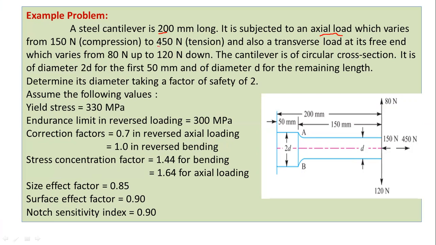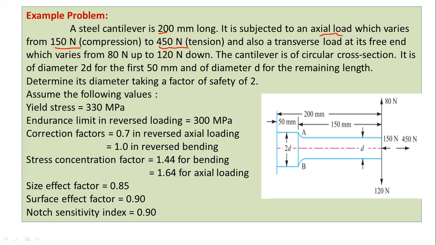Here tension means plus, positive sign. You have to consider positive sign for tension, and you have to consider negative sign for compression. So this is the maximum load. This is the minimum load. So W max equal to 450 newtons. W minimum equal to minus 150 newtons. Minus sign indicates compression. The plus sign indicates tension.